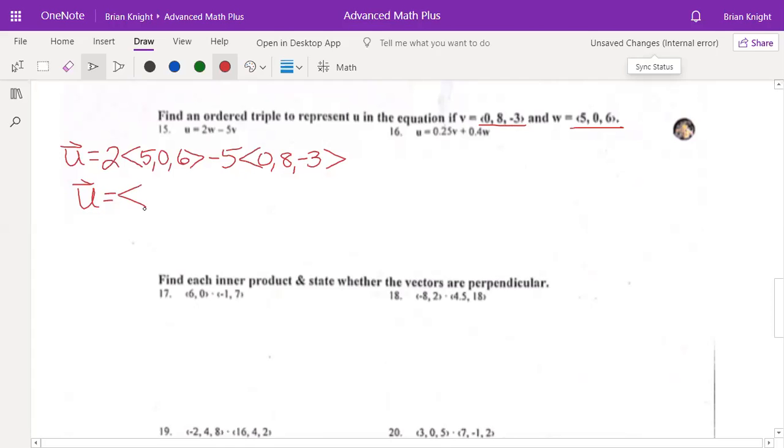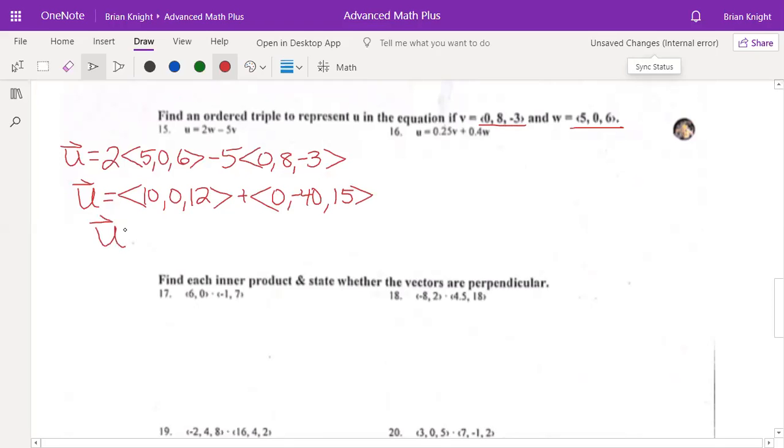What do you do with those numbers out in the front? Multiply the whole vector by them. So that becomes 10, 0, 12. Watch what I do here. I'm going to multiply everything by what? Then if you multiply by the negative 5, this becomes a positive. You got me? Okay. If you just do the 5, you can keep it as a negative, but don't just keep the 5. Okay. Multiply by the negative 5. So plus 0, negative 40, and positive 15.